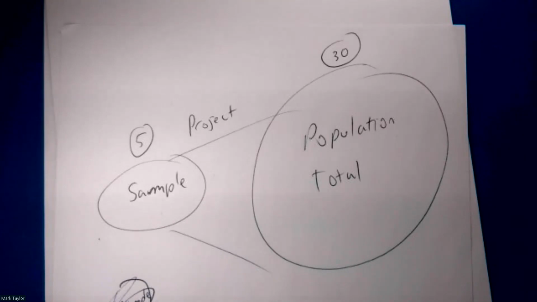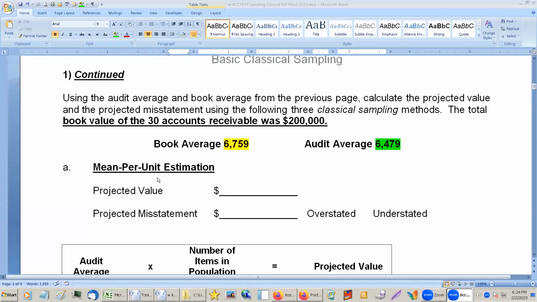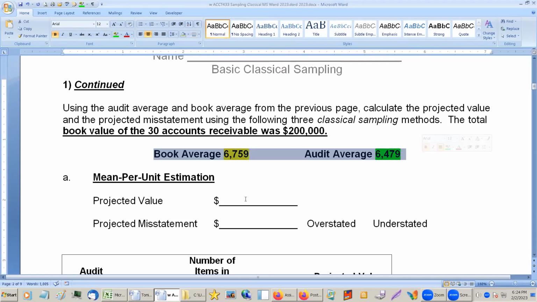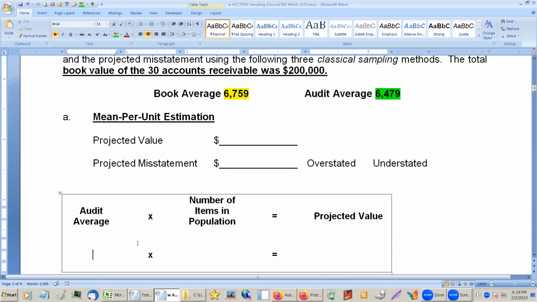Okay, let's see, share screen. So that's what we're going to do here. We're going to take what we have. Here are our results, that's our sample, and now we're going to project it over the entire population. Mean per unit. Mean just means average. The average we're talking about is going to be our average, because we trust this one more than book one. And not just because I made an error on that one, but because the stuff we did ourselves is more persuasive than what someone else hands to you.